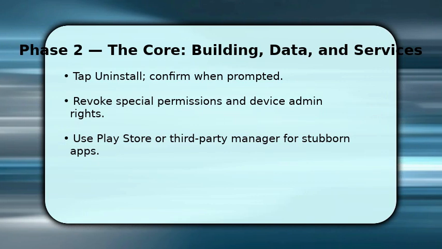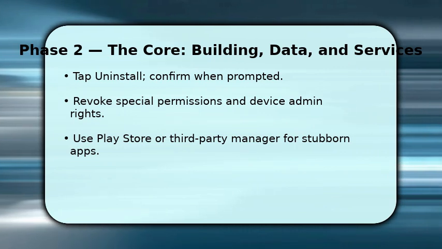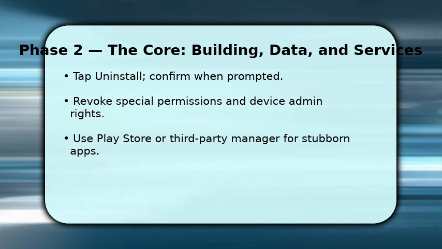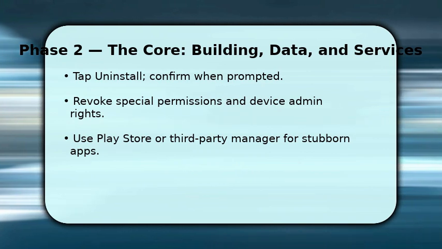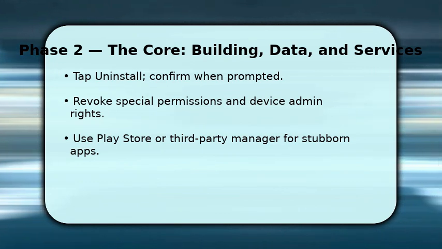Tap Uninstall and confirm the prompt so Android removes the app package. Make sure to revoke special permissions and remove device administrator access if the app had it. Otherwise, the uninstall may be blocked. If the uninstall button is missing, open Google Play to uninstall from there or use a trusted app manager for non-system apps. Once the package is removed, reboot the phone to finalize file cleanup and refresh system services.